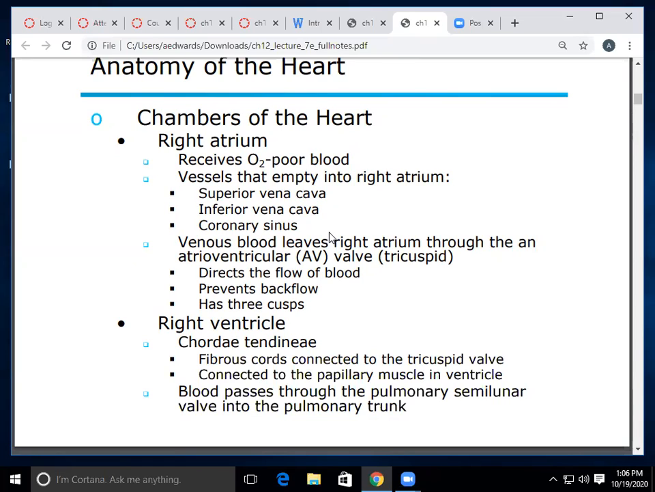And those also help to maintain blood flow in a certain direction. Now, as blood leaves the right ventricle, it's going to go through what we call the pulmonary semilunar valve, because again, this is deoxygenated blood. It's going to go into the pulmonary trunk. Pulmonary means lung. So a pulmonologist is a physician who studies the lungs.